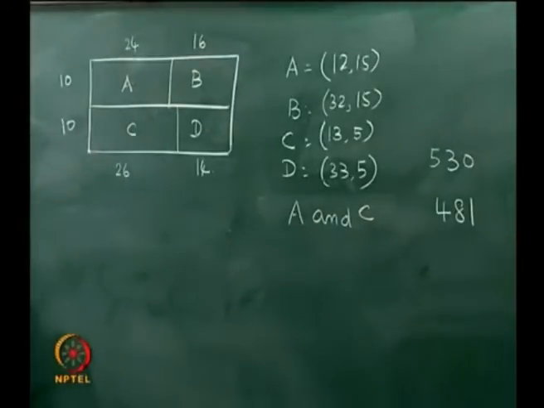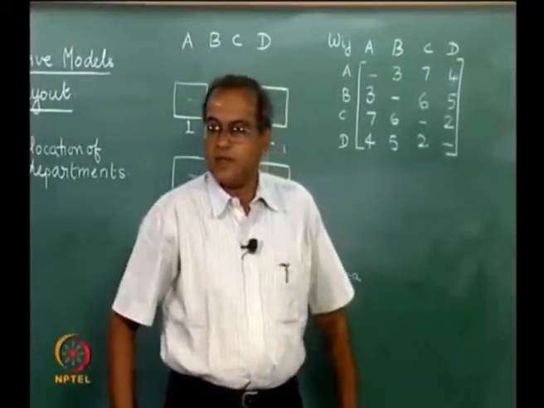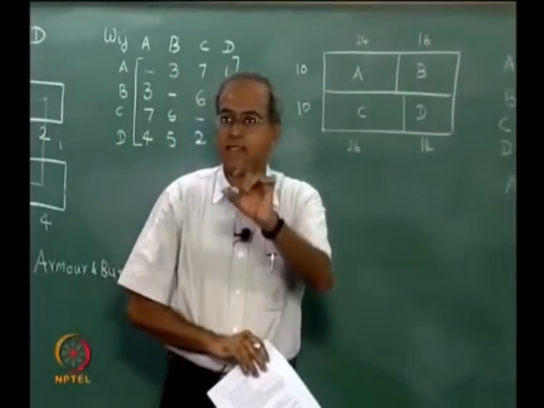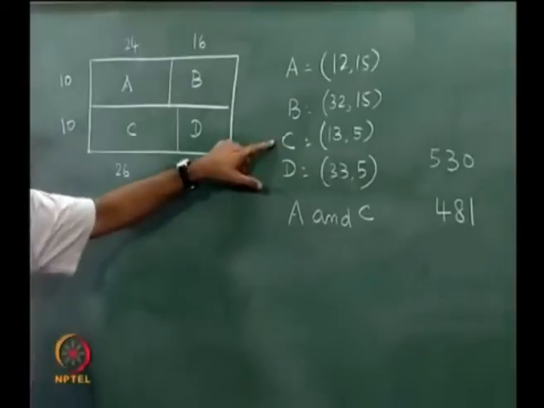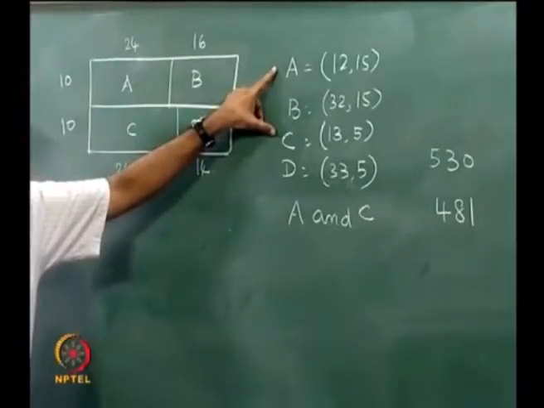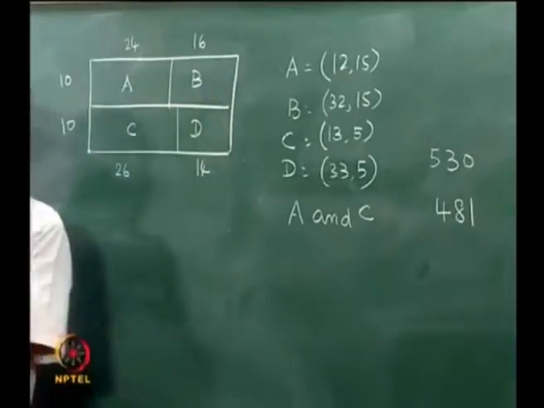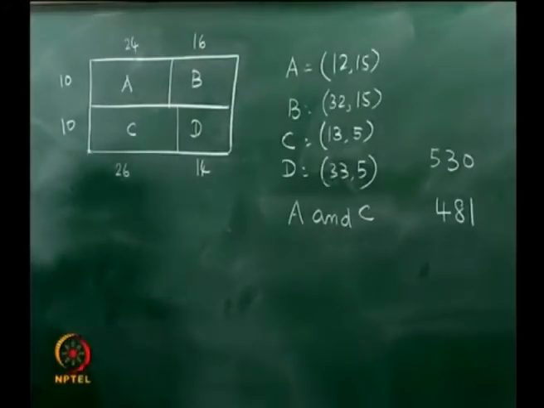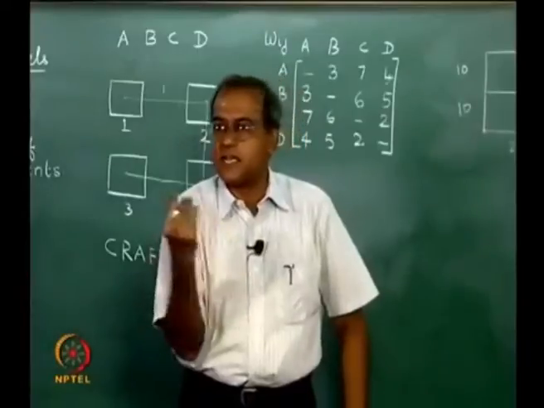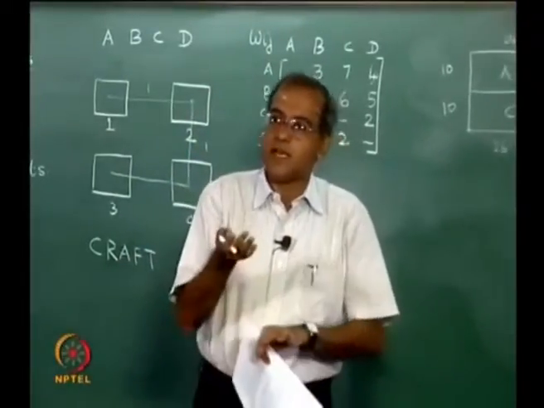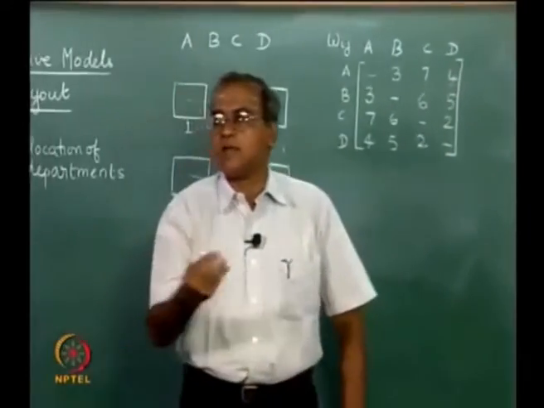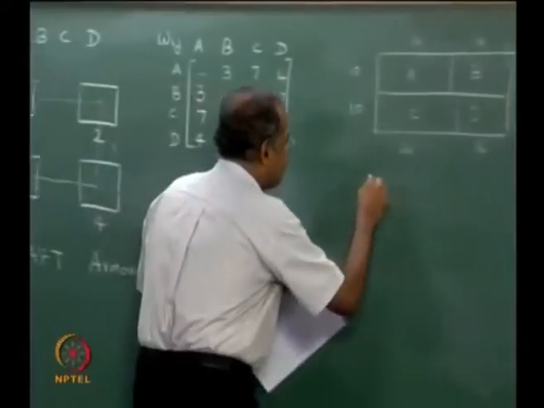But then there is a small approximation that we have assumed. For the purpose of this interchange, when we interchanged A and C, we said A's centroid will become 13, 5 and C's centroid would become 12, 15. But we actually cannot exchange the centroids like that because the areas are different. So, when the areas are different, the centroids will change. So, what we do now is we try to incorporate that, and then we actually exchange A and C to see what happens. Now, that is shown here.